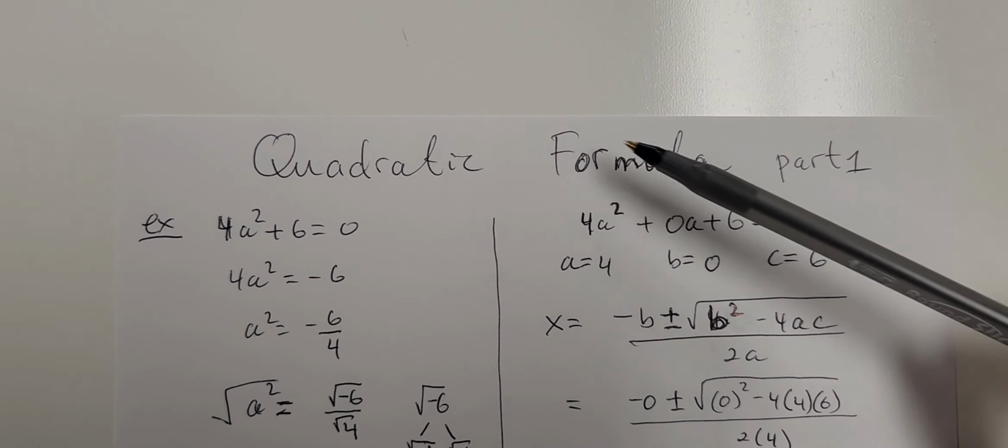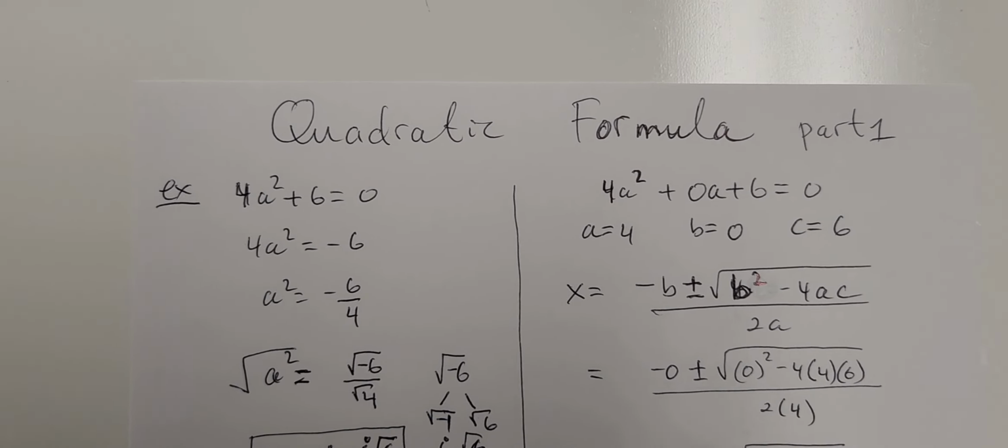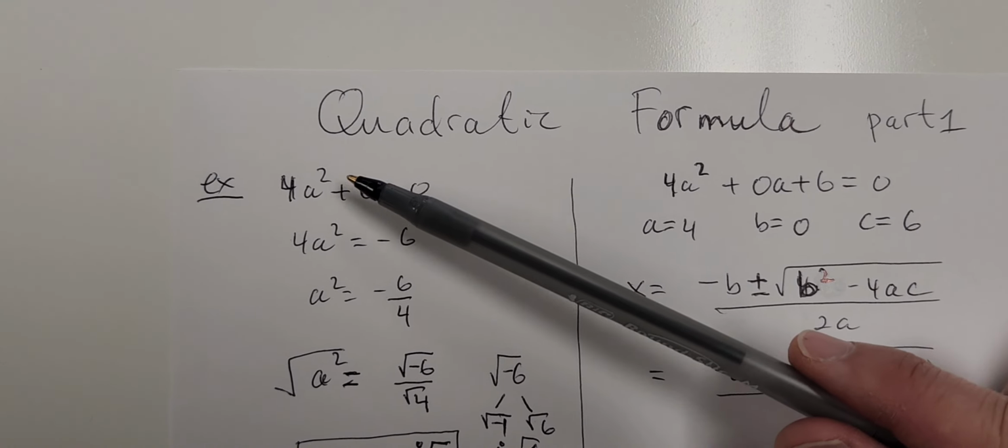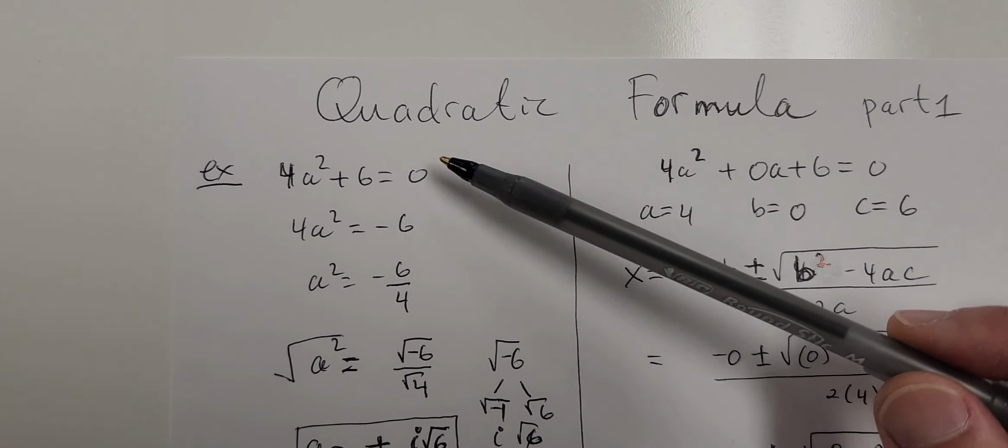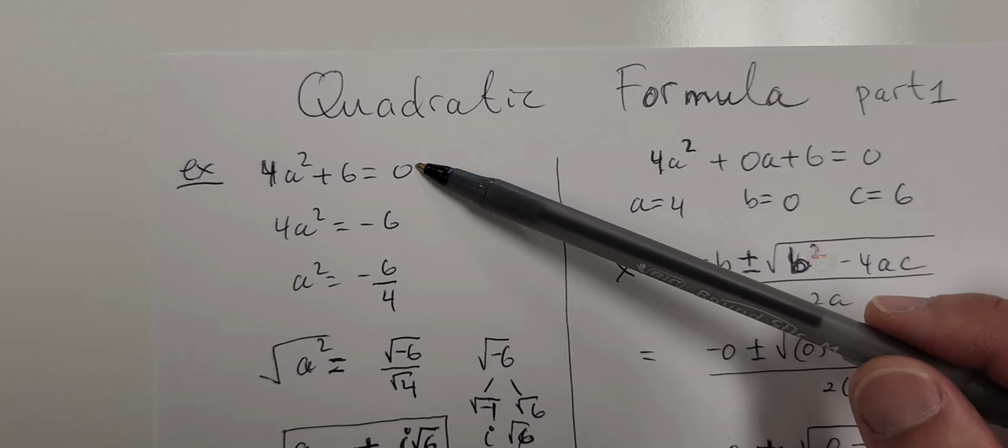This lesson is quadratic formula part 1. Here I have an example: 4a squared plus 6 equals 0.